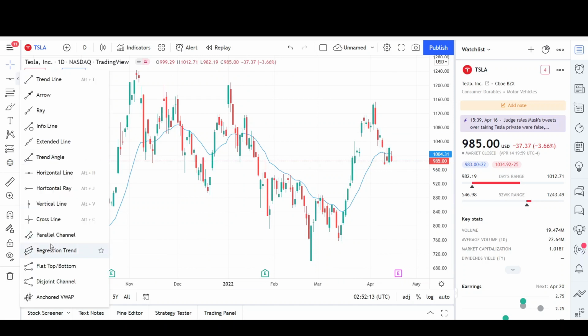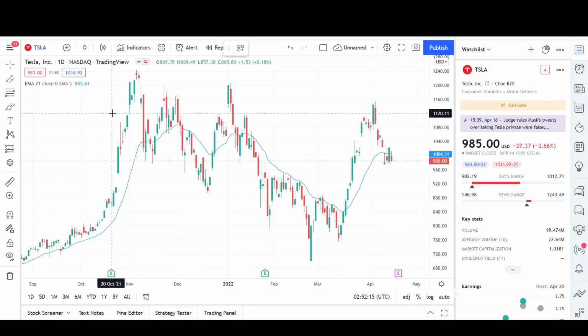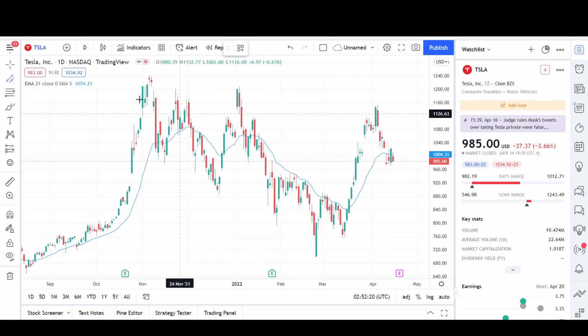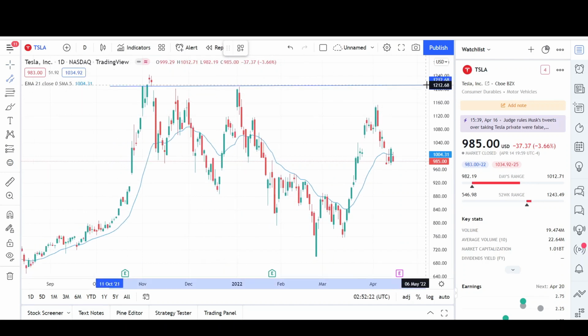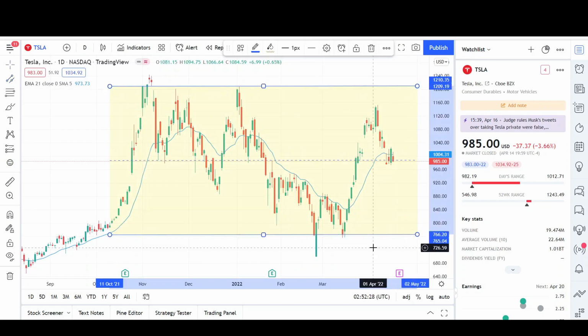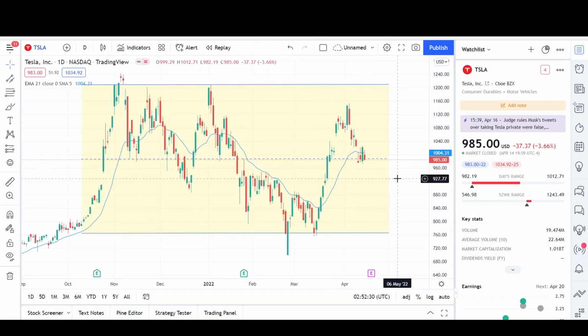So let's go and throw a parallel channel on here and see if we can find any patterns. You can see that we're getting rejected from the top side of this range right around that 1210 level, and it looks like we're finding support at that 766 level. So this looks like the range that price is currently respecting.